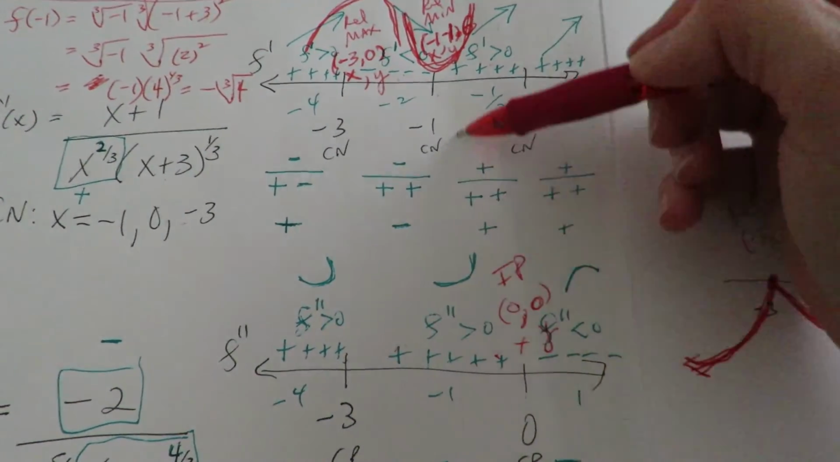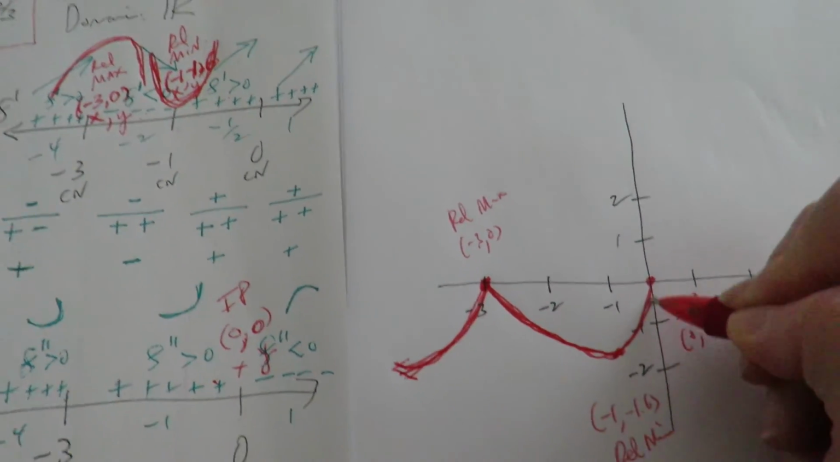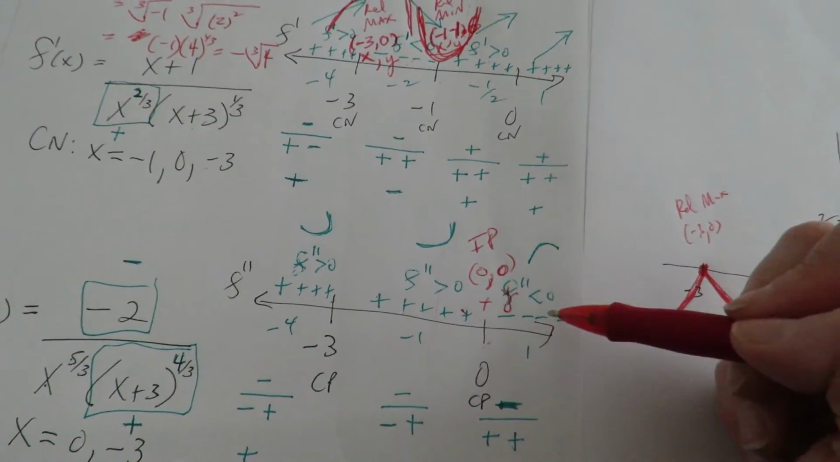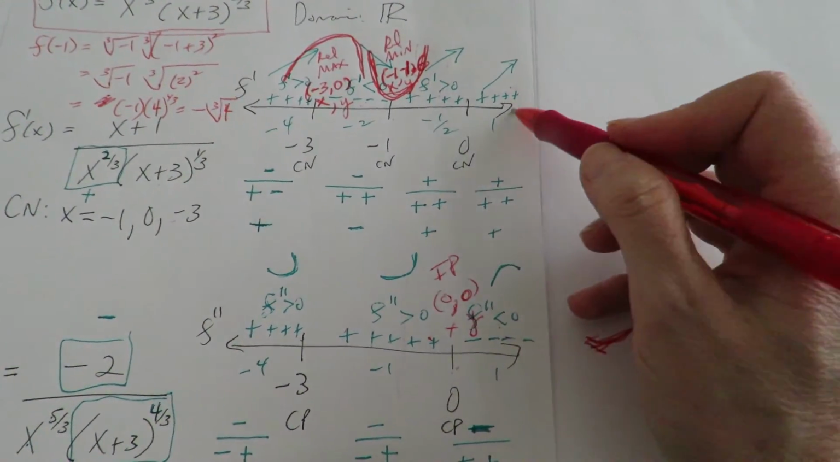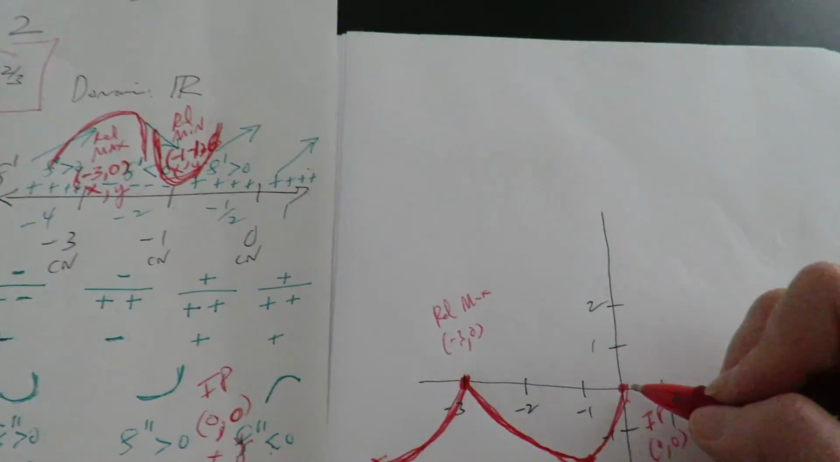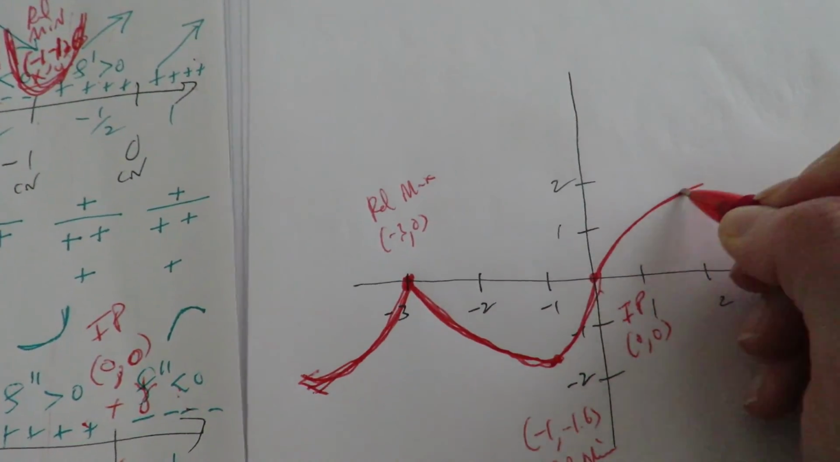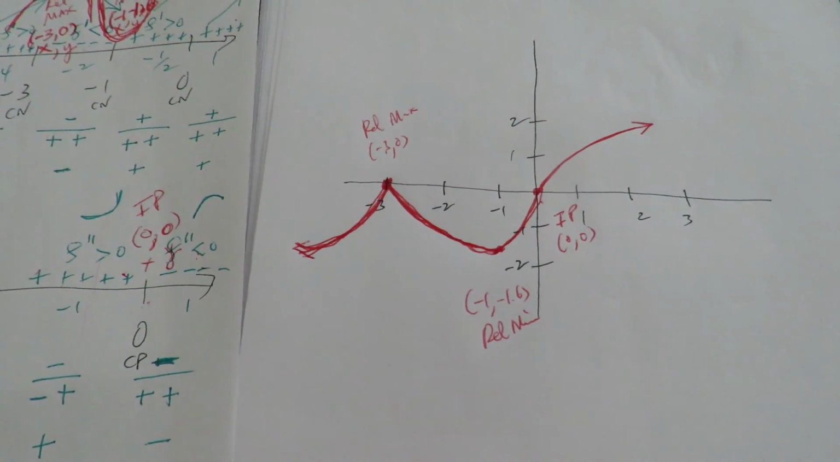This happens simultaneously. I'm staying concave up. Now I hit my inflection point at 0. I go concave down, and I increase. I'm increasing as I'm concave down. So increasing as I'm concave down looks like that. I'm going up, but I'm dropping water as I'm going up.